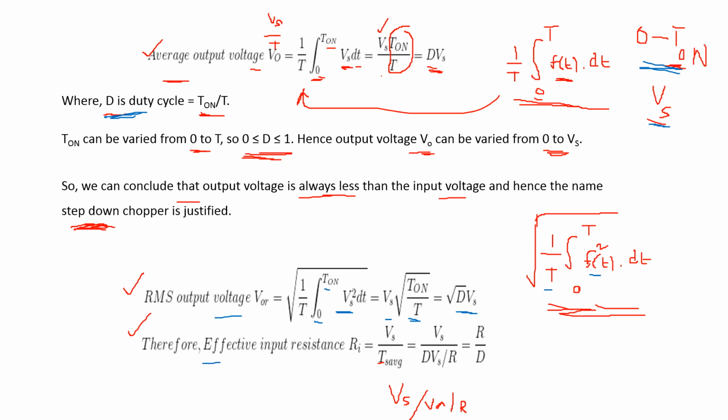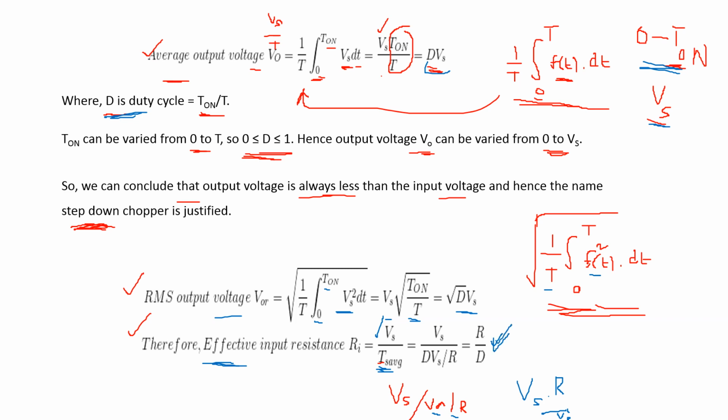Similarly, the concept of effective input resistance. Here this is defined as the ratio of input voltage to the average output current. We know average output current in terms of voltage, that is average output voltage by resistance. From that we can get Vs into R by average voltage. We know the formula for average voltage, so in place of average voltage, substitute this formula. Then we get the effective input resistance as R by D.